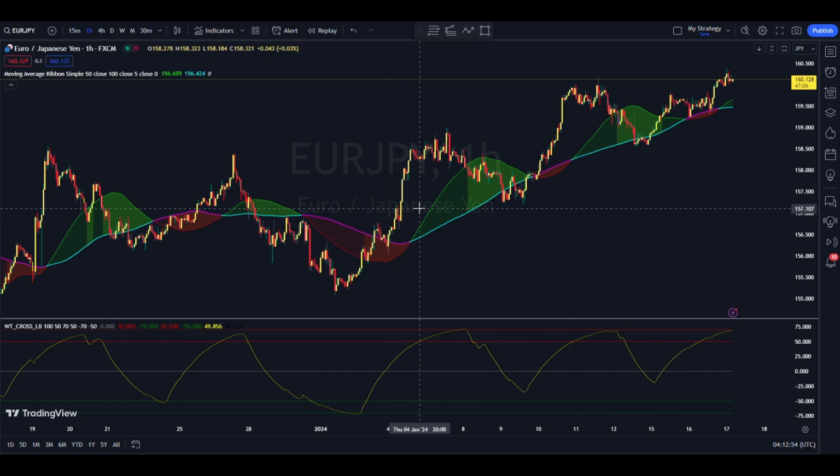When the WaveTrend High and Low line crosses the 50 line, it indicates a strong uptrend momentum, and when it crosses minus 50, it indicates a strong downtrend momentum. It can also give us a second entry. When the WaveTrend High and Low line crosses 70 or minus 70, it indicates extreme overbought or oversold conditions.